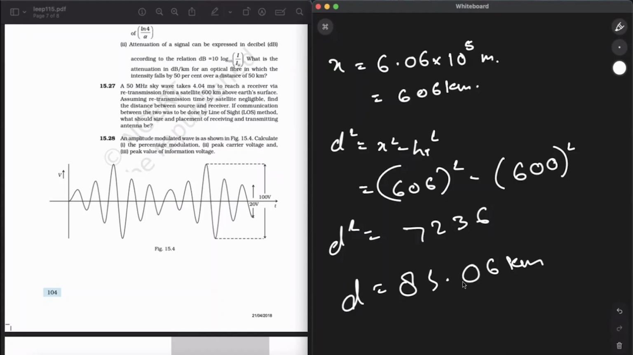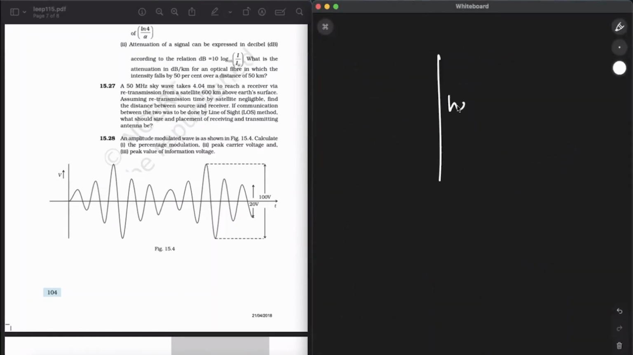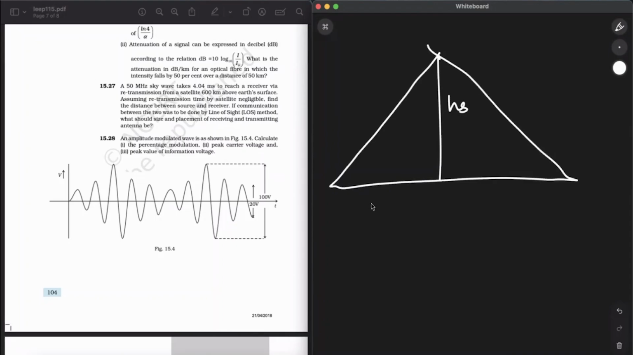Alright. Now the distance between the source and receiver is 2d. You now know d. This is the height of the satellite, HS. This is this much distance, and again this much distance. The total distance is 2d. Now 2d I will say is 170 kilometers approximately, since d is 85.06.